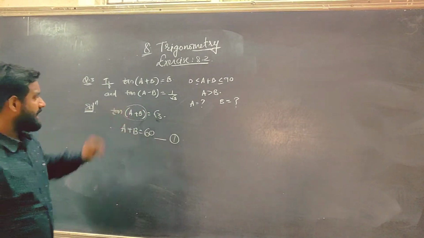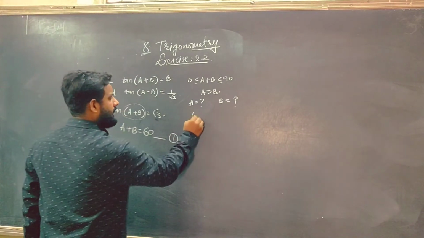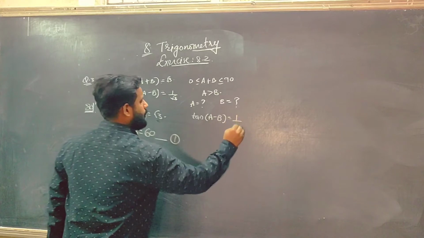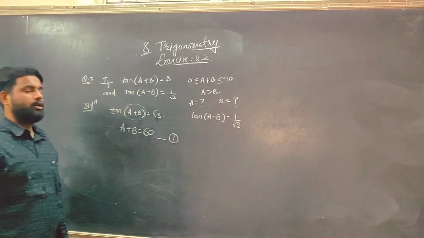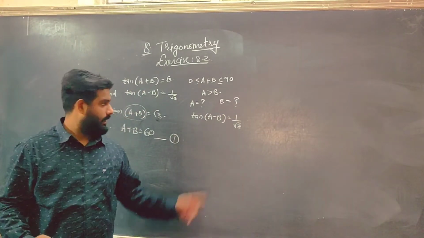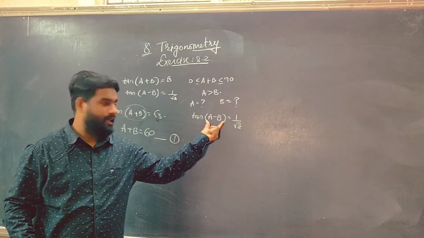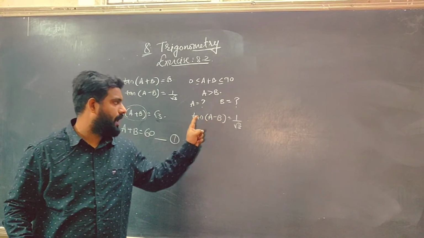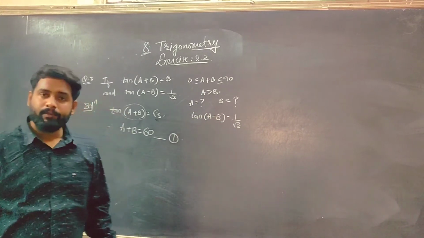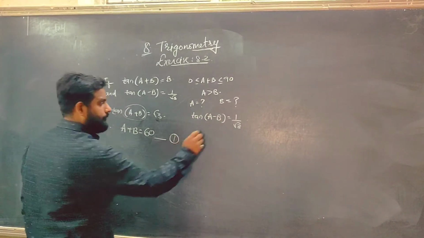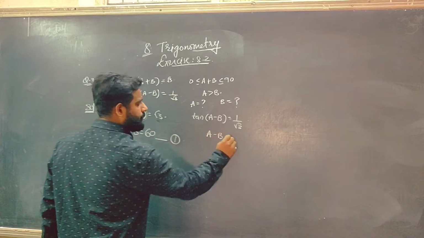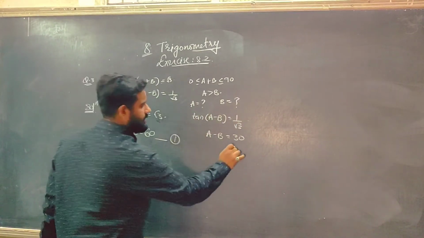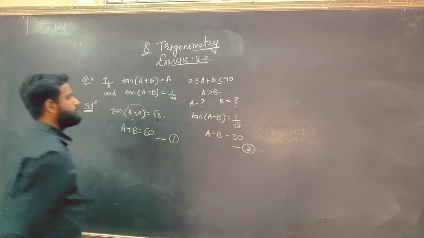Now the second given data is also there with you. Tan A minus B is equal to 1 upon root 3. Same here, this is your angle A minus B. So there must be some angle available which will give you the answer of tan as 1 by root 3. See the table. If you put 30 degree in place of A minus B, then only tan 30 will give you 1 by root 3. That is equation number 2.